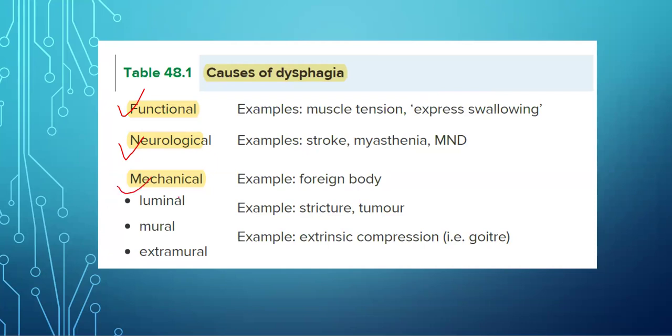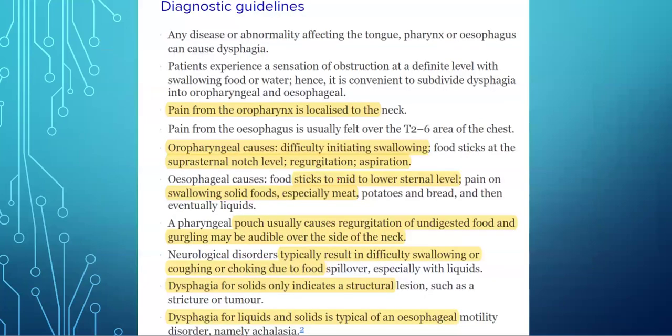Then there could be mechanical causes. It could be that something is in the esophagus causing the dysphagia, like a foreign body. It could be a stricture or a tumor or a cancer, or it could be external compression, like someone who has got a large goiter, which can compress their esophagus, causing dysphagia. So these are the main causes of dysphagia. Now, as a whole, we divide dysphagia into oropharyngeal causes and esophageal causes.